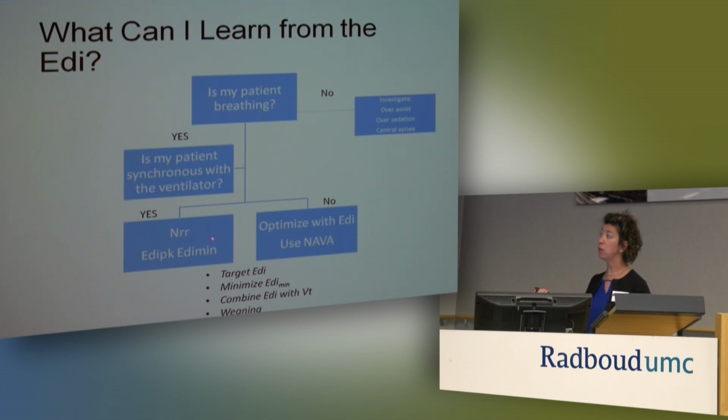Once you are synchronized, now you have an accurate measurement of neural respiratory rate. You can follow your EDI peak and min values as you give treatment, whether it's PEEP, whether it's bronchodilators. You now have accurate information to work with. And then you can start to target your diaphragm activity. You can minimize your minimum diaphragm activity. You can combine EDI with other parameters, and you can think about using the EDI for weaning. And I think that's it.